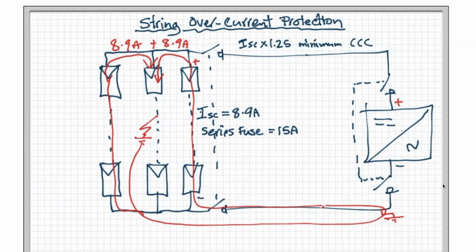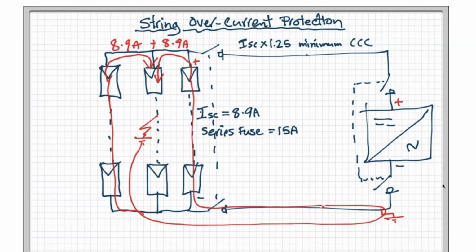If I've got 3 strings and one's faulty, n-1 means I've got 2 good strings. 2 times 8.9 amps is 17.8 amps. So I've got 17.8 amps of current, which could flow in reverse into that middle faulty string. The series fuse rating says that you cannot pass more than 15 amps through a module in either direction without causing thermal damage to it.